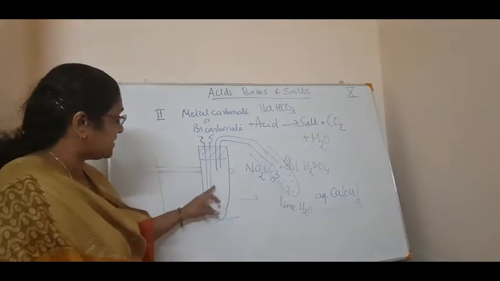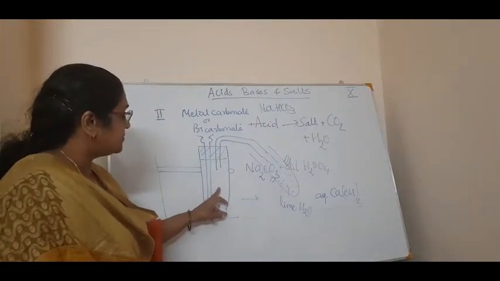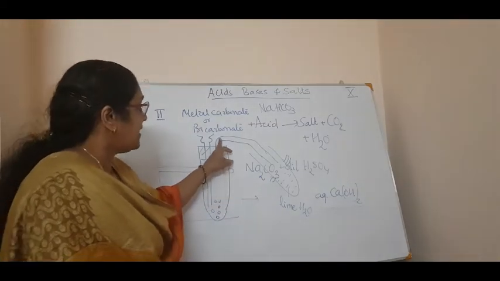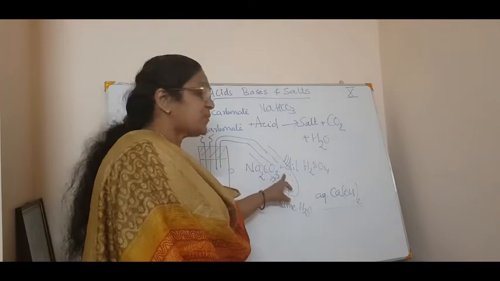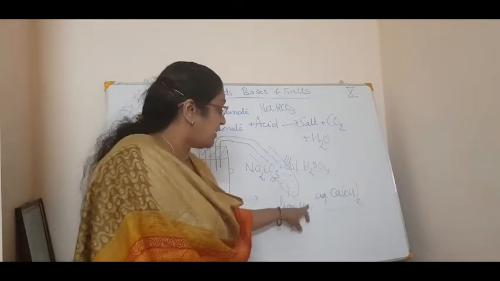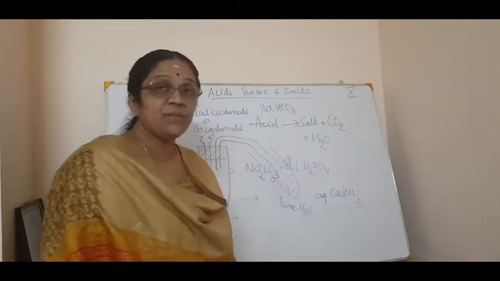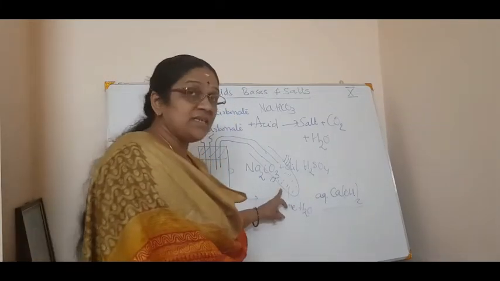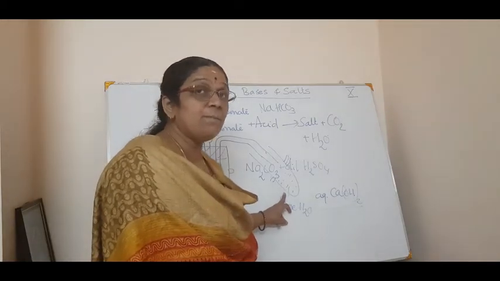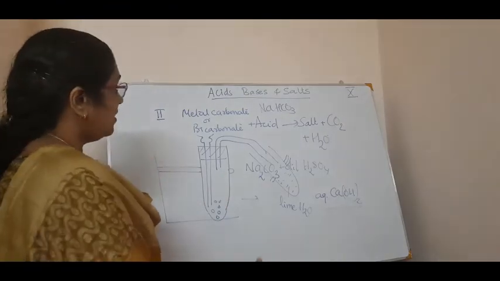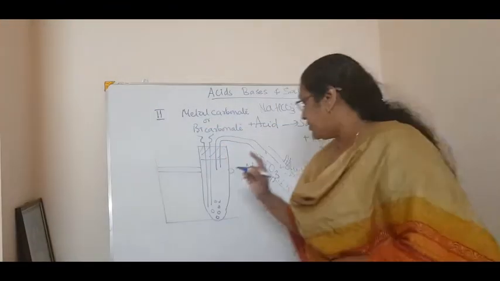Now the observation is, here gas is coming up. It is carbon dioxide gas coming up, and it goes through the delivery tube and finally reaches the test tube having lime water. Now what is lime water? Aqueous calcium hydroxide. Now what is the observation here? This lime water turns milky. That is the first observation.